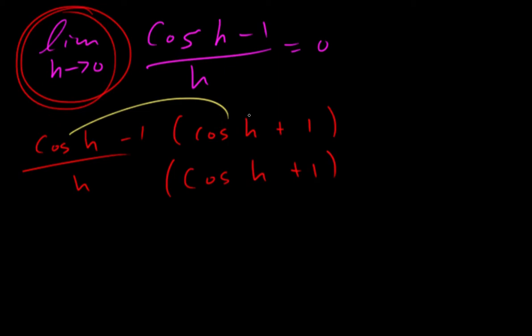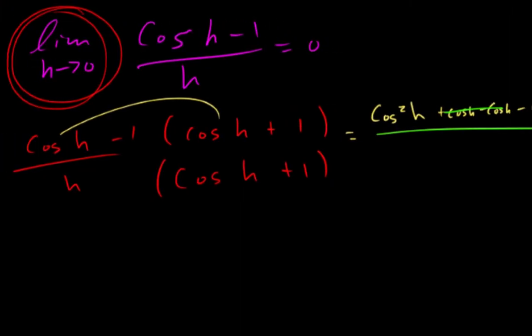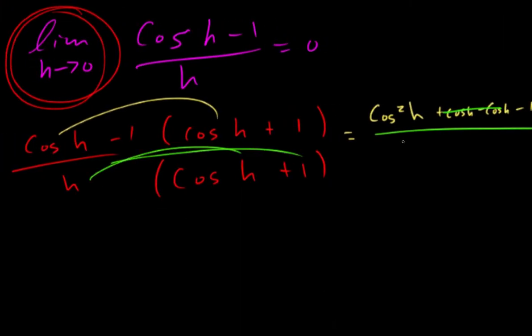And I'm going to distribute that, so that's going to give me cosine squared h plus cosine h minus cosine h, so those are going to cancel, and then minus 1. And then on the bottom I just distribute the h to both of these, so actually we can just leave it separate, just like that.